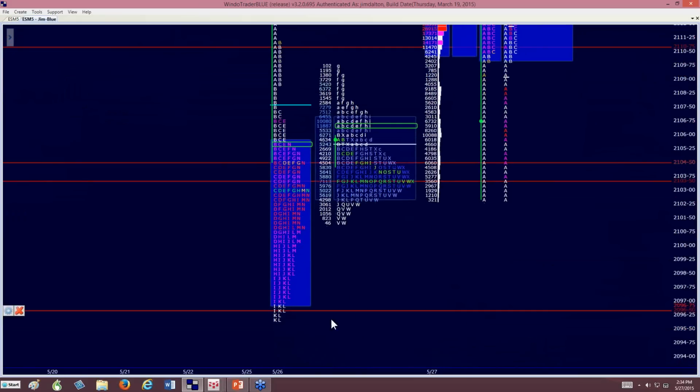Now we go down and we talk about the poor low, okay? And we've written on numerous occasions that poor lows and poor highs can be indications of markets that have gotten too long or too short. That is something I've learned by observation over the years.